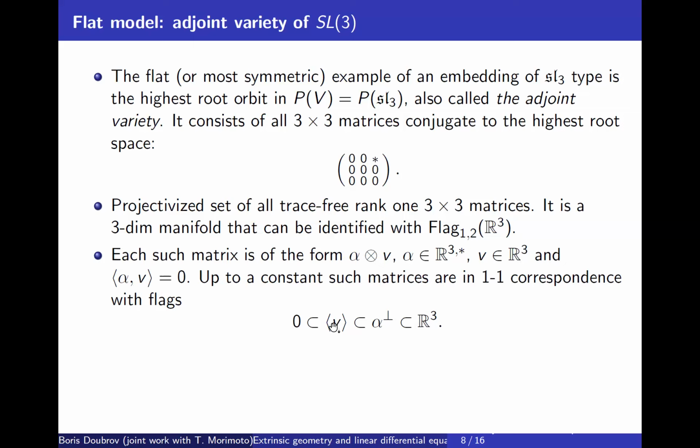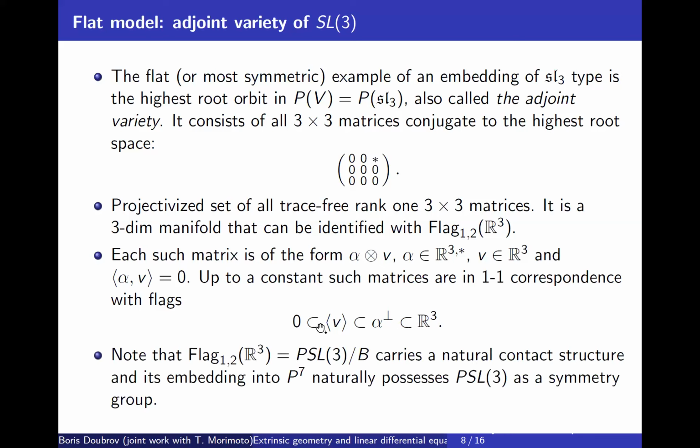The one-dimensional subspace is given by v, and the two-dimensional subspace is given as the kernel of alpha. Because we have this trivial pairing, alpha of v is 0, clearly the kernel of alpha contains v. And vice versa, any such flag can be uniquely described by such a rank one trace-free matrix up to a scale. So this adjoint variety is nothing but the full flag variety in R3, and it carries a natural contact structure.